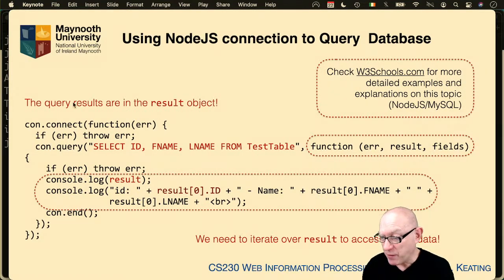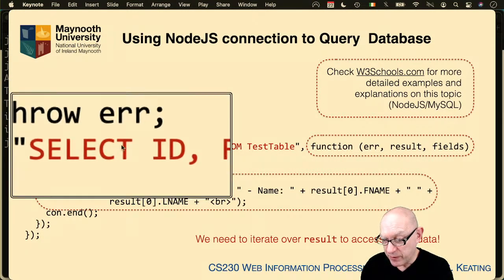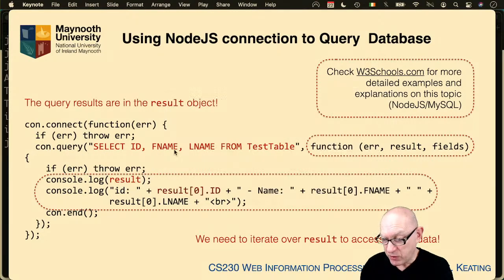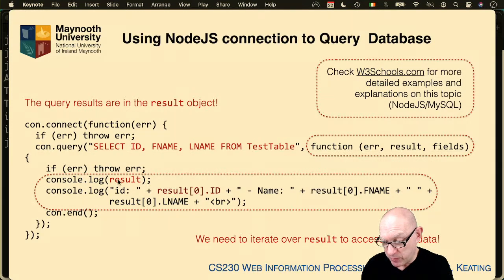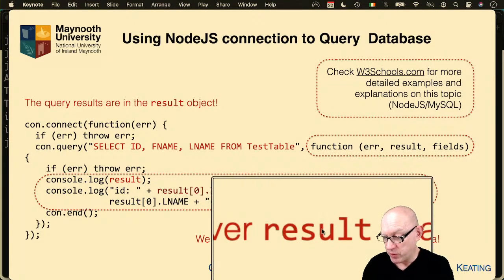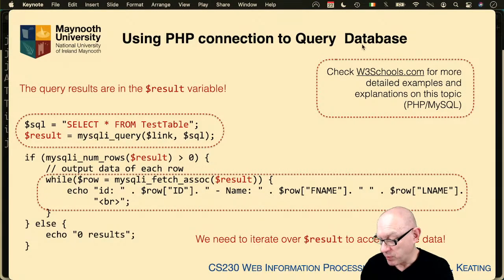Once we have Node.js set up to make a connection, we can issue a query in the same way; you know all this stuff. Select the ID, fname, lname from the test table. Then we create this callback function, which gives us a result, and we're able to manipulate it. The result is an object that contains the results of the query, and we can iterate over that result variable in order to access all of the data. So they all behave in the same kind of way. This is a Node.js connection to a database.